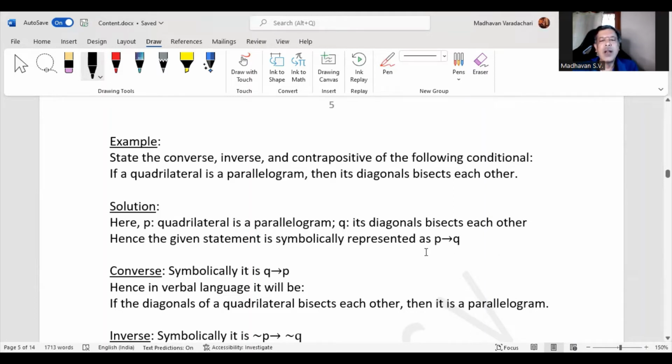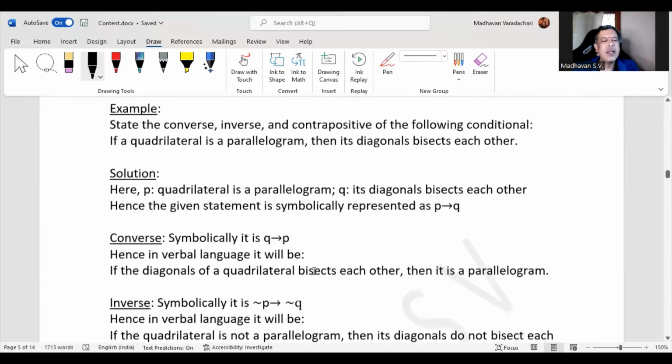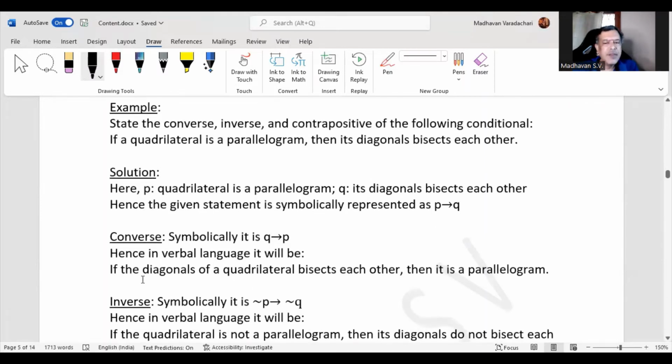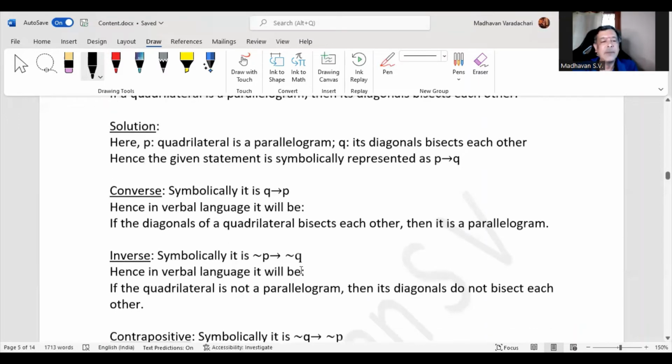Converse means we now have to write Q implies P. In verbal language, if we write the first statement Q, "its diagonals," you can't start with "its diagonals." You have to specify: if the diagonals of a quadrilateral bisect each other, then it is a parallelogram. Here we don't repeat "quadrilateral" in the second statement because quadrilateral already came in the first statement. That is the reason.